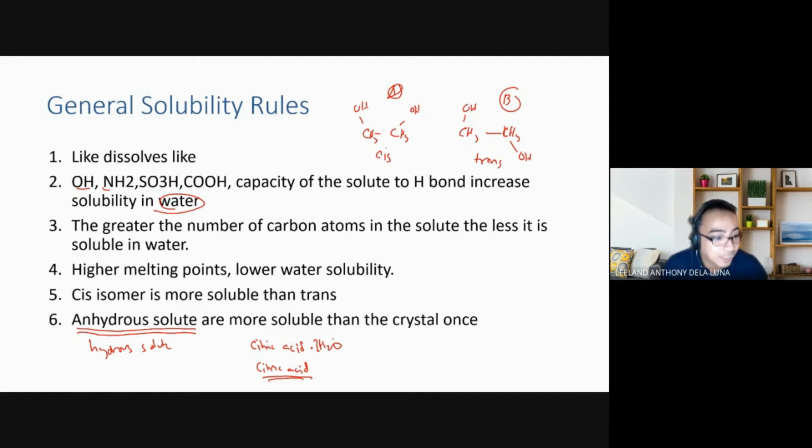mas mabilis matunaw sa tubig si anhydrous. One main reason dyan, isipin nyo parang ganito na lang yan. Pag anhydrous kasi, wala siyang tubig. So therefore, pag nakakita ng tubig yan, sobrang excited yan. Magiging sobrang excited yan. Nagets ba, class?